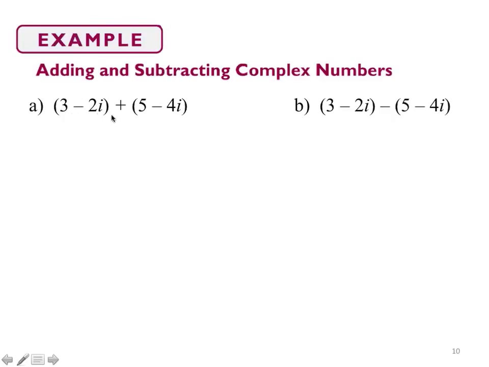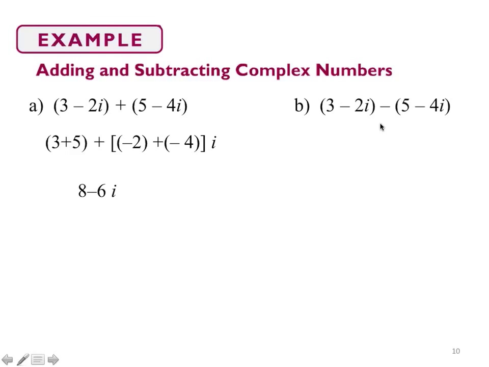So let's say we have 3 minus 2i plus 5 minus 4i. What we're going to do is combine our like terms. So we're going to put the real parts together and the imaginary parts together. If we do this, we can do the 3 plus the 5, and then we can do the negative 2 plus the negative 4. So what we end up with is 8 minus 6i. We have the 8, which comes from the 3 and the 5, and then the negative 2i minus the 4i is going to give you a negative 6i. You always want to make sure that you write it with the real part first and then the imaginary part. This is the standard form for a complex number.